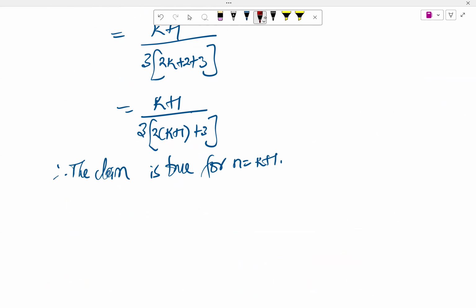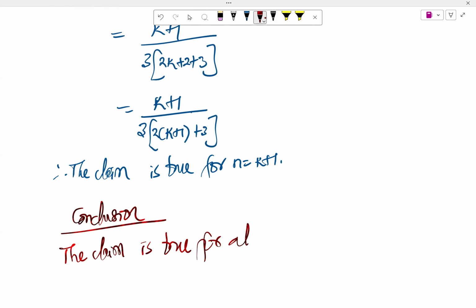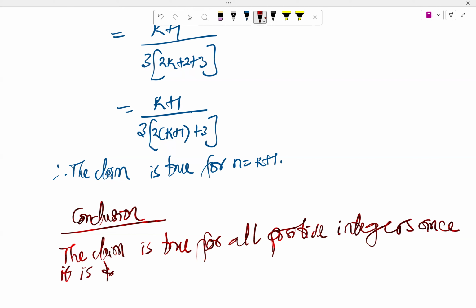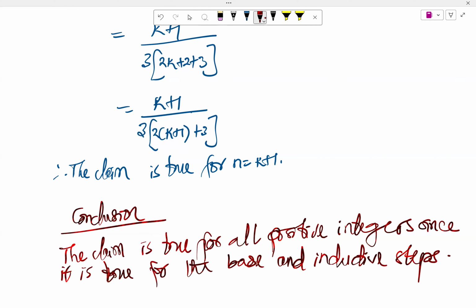So you can now go back to conclude. In conclusion now, the claim is true for all positive integers, since it is true for the base and inductive steps. And that ends that question.